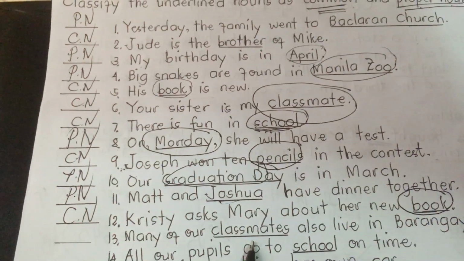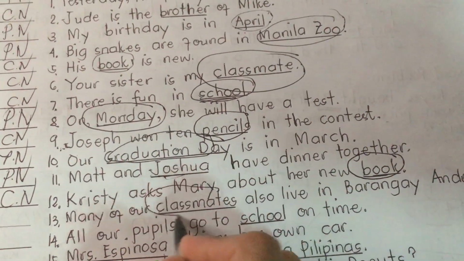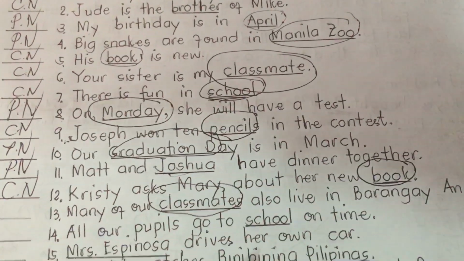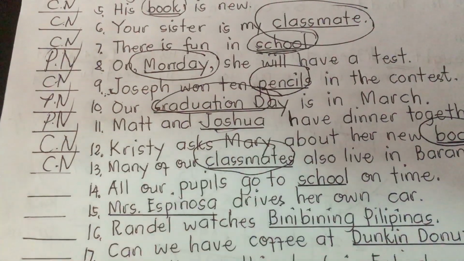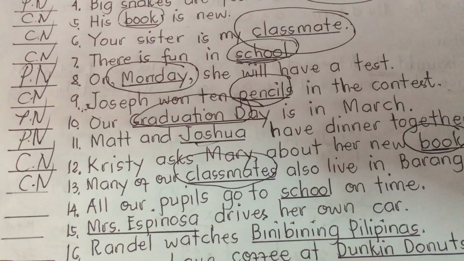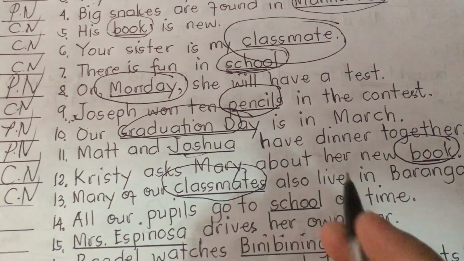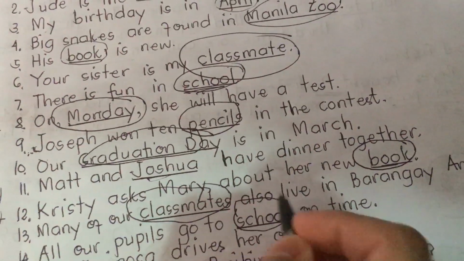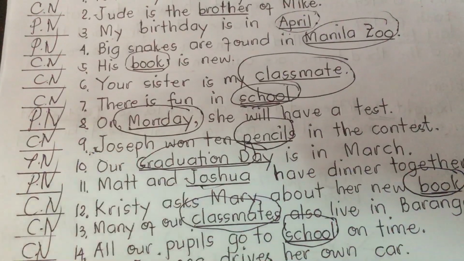13, many of our classmates also live in Barangay Andrest. Classmates, class, there's no name for those particular classmates. It's obviously a common noun. So I write C-N, the short form for the words common noun or pambalana. 14, all our pupils go to school on time. We do not know also the name of that school. So it's automatically a common noun.